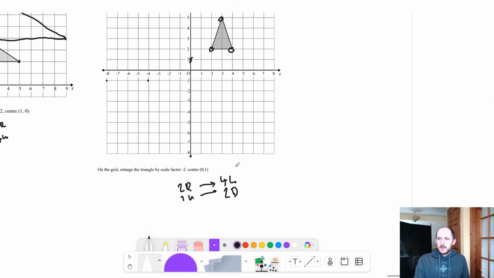This one in the middle is 1, 2, 3, 4 to the right. And it's 1, 2, 3, 4 up. So we're going to go 8 left, 8 down. So 1, 2, 3, 4, 5, 6, 7, 8. And hold on. Sorry, it should be 6.